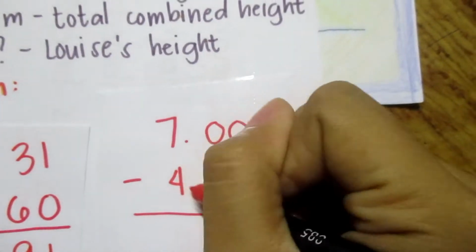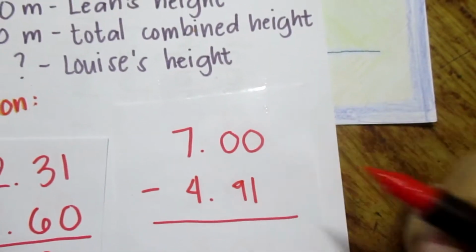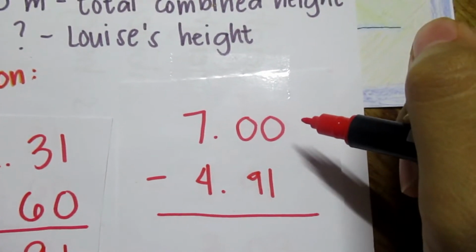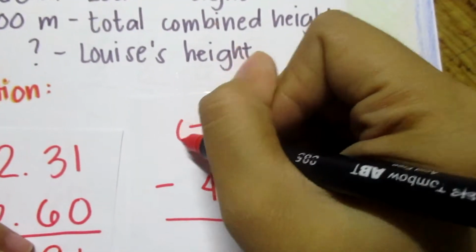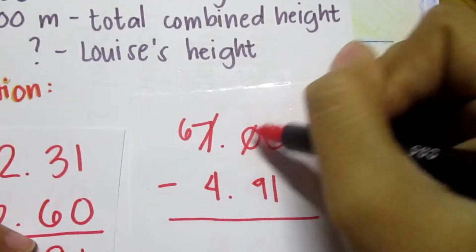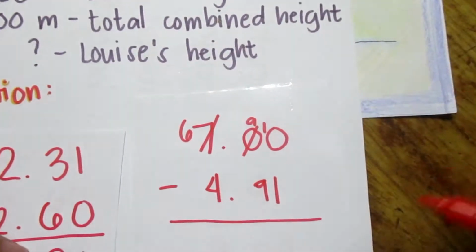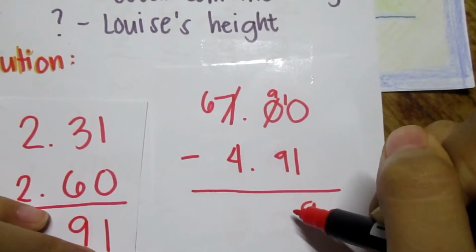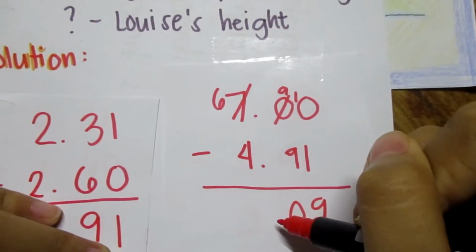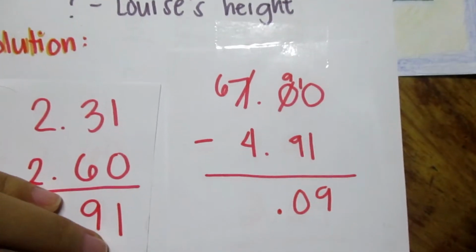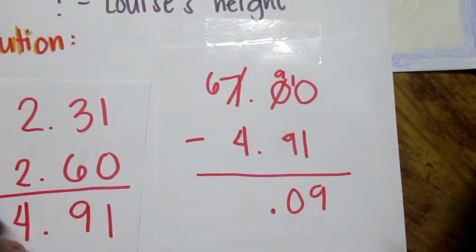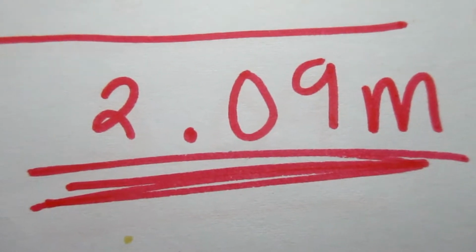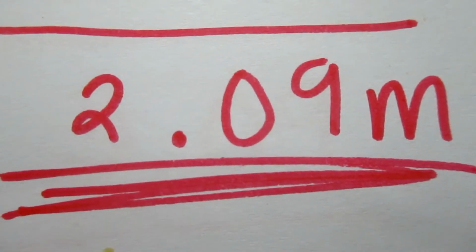So 7 minus 4.91, you need to borrow from 7 so that you can get the answer. So 10 minus 1 is equal to 9. 9 minus 9 is equal to 0. Put a decimal point, and 6 minus 4 is equal to 2. So therefore, 2.09 meters is Lois' height.